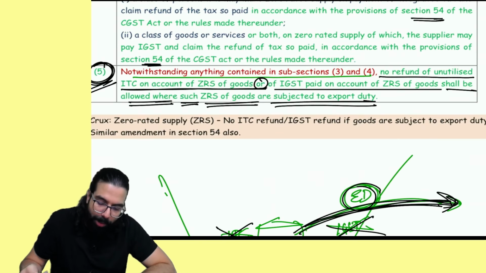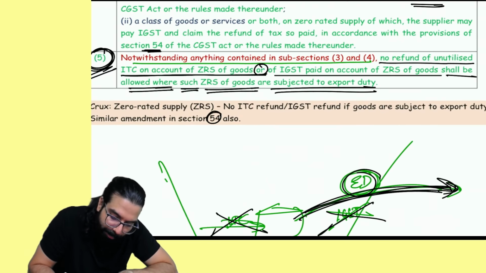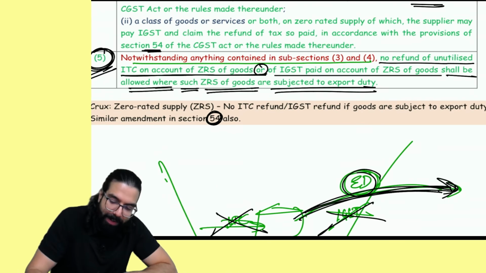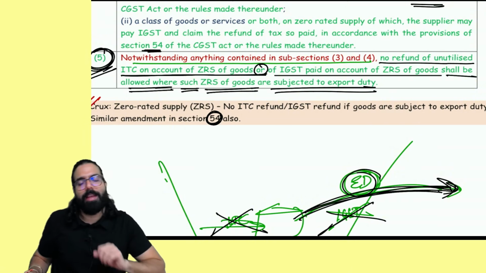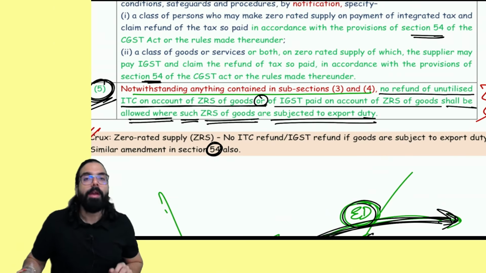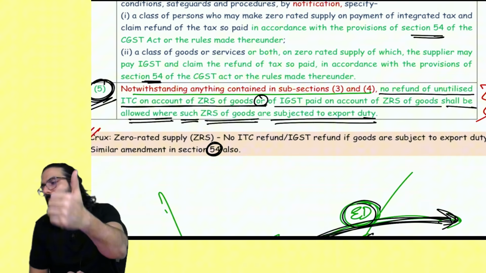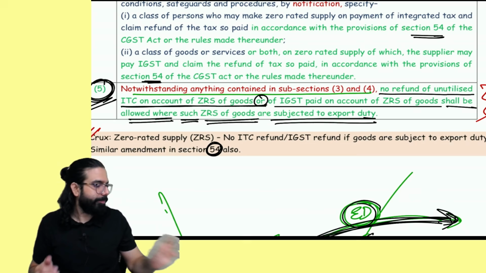The same point they have gone ahead and inserted under Section 54 in your refund chapter also. In the refund chapter, the only amendment they have made is that they have inserted the same line which I have told you. ITC refund is also not there, IGST refund is also not there. Please tell me everyone, are we all clear with this point?